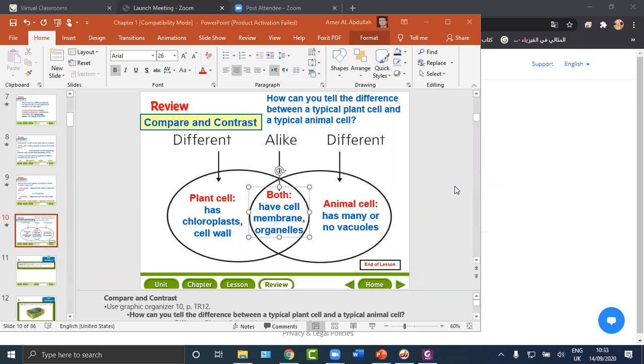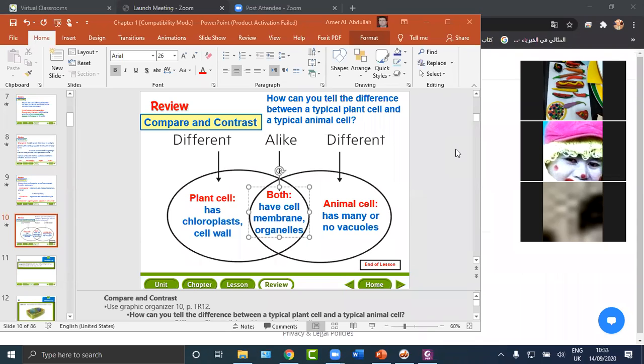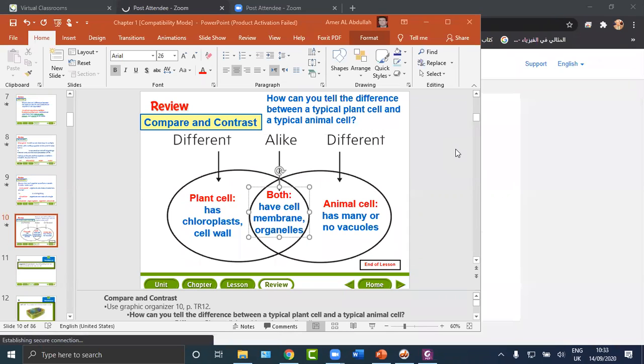Now, what about chloroplasts? It's so easy. A green structure that gives energy. Chloroplast makes energy. Chloroplasts are green because they contain a chemical called chlorophyll.